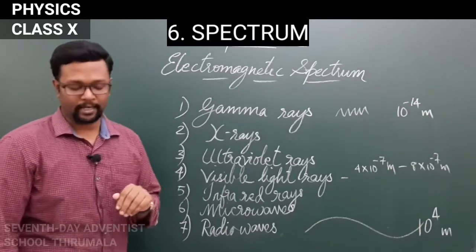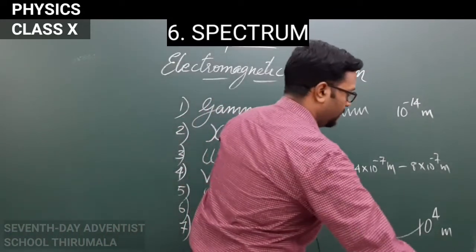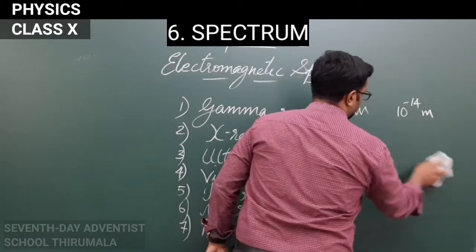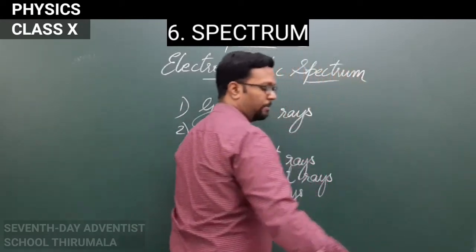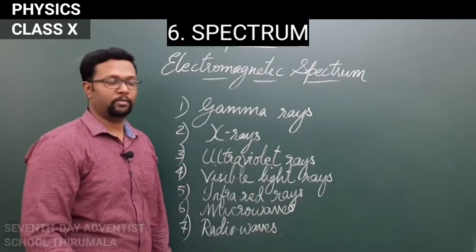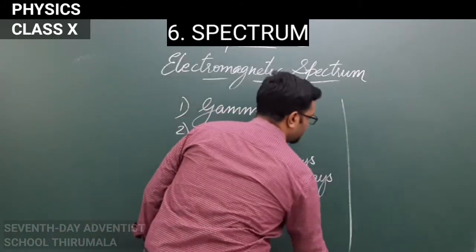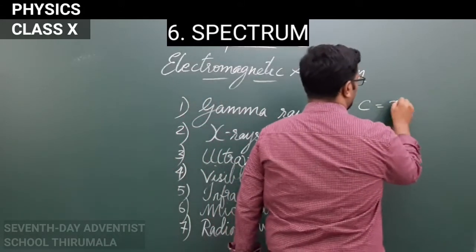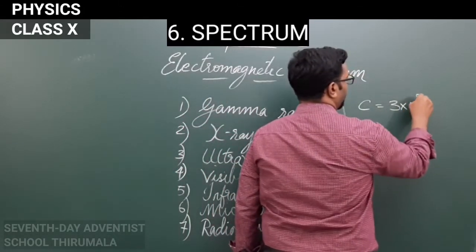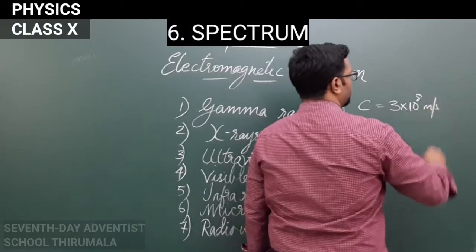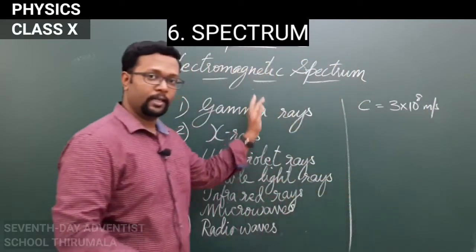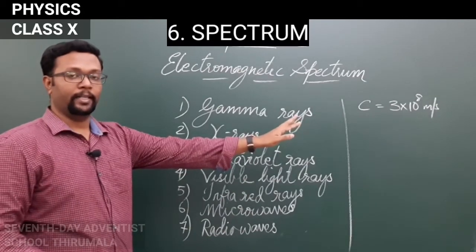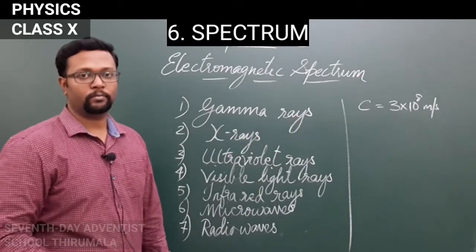And they have some characteristics. We already know some characteristics related to light. So characteristics of light are applicable to these electromagnetic waves also. We know that light travels at a constant speed known as c, and what is its value? It is 3 into 10 to the power 8 meter per second. Similarly, all the electromagnetic waves travel at that speed when they are passing through vacuum.